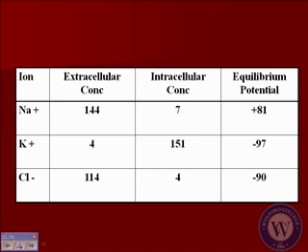Chloride is very high in concentration outside the cell and very low intracellularly. So that tells you something, right? What must be inside the cell? What's negative inside the cell in comparison to the outside world?